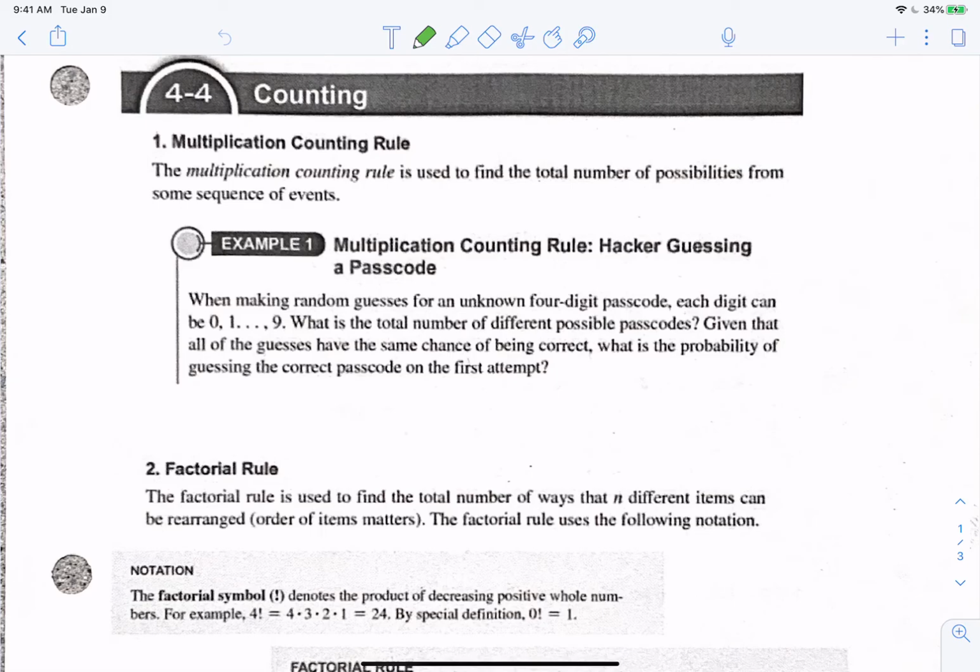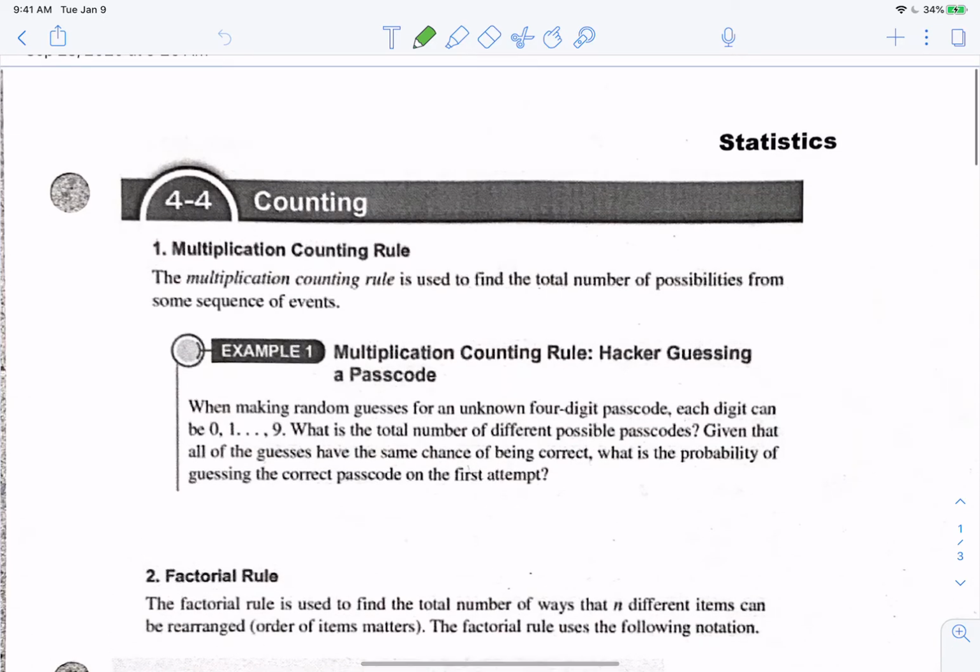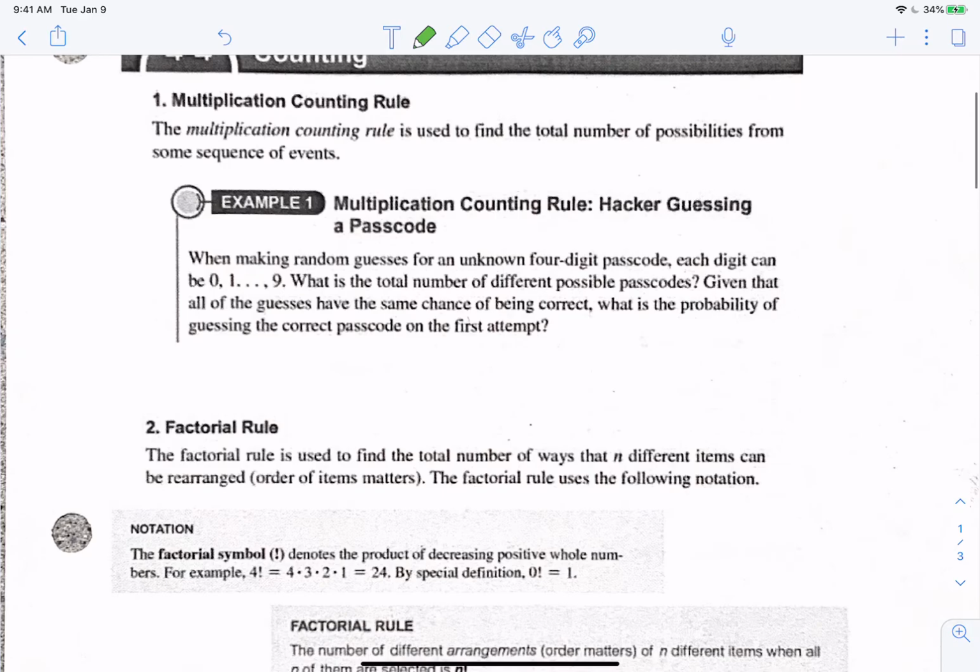Okay, we are recording. Section 4.4, counting. This is the section of permutations and combinations. Okay, so you guys should remember this section. This should be fairly easy for all of you. Okay, multiplication and counting rule before we get to permutations and combinations.